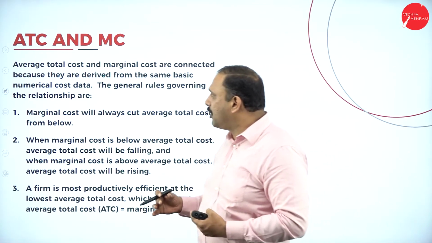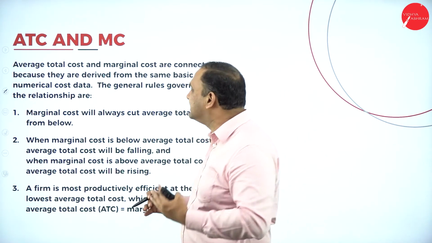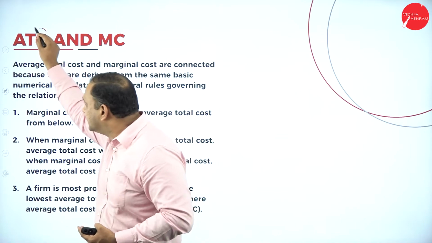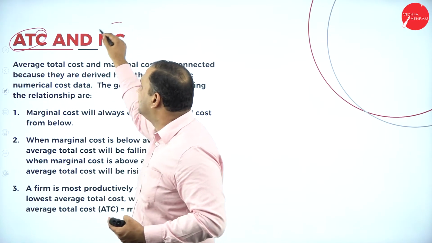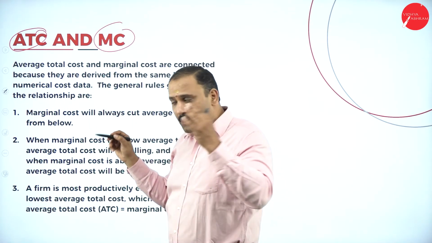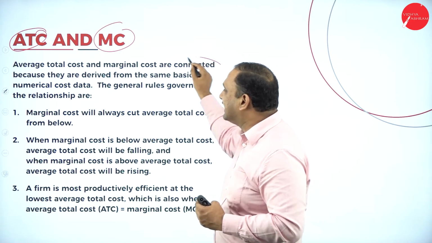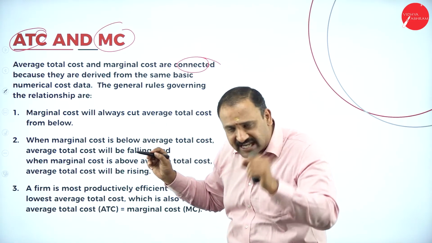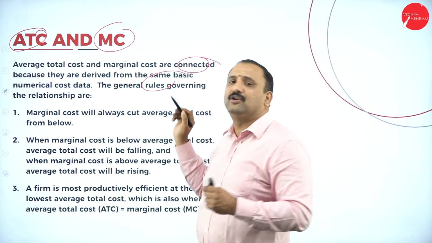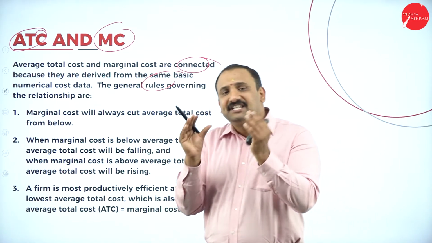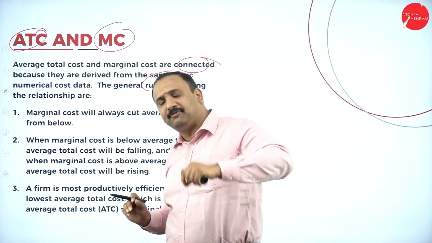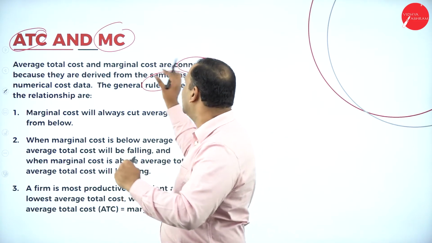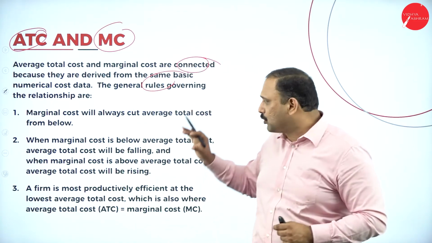So now let's go forward in terms of the ATC and the marginal cost, that is the average total cost and the marginal cost. Both of these costs are connected because they are derived from the same basic numerical cost data. Now look at the relationship altogether. They are derived from the same basic numerical cost data. That's what we are looking at.